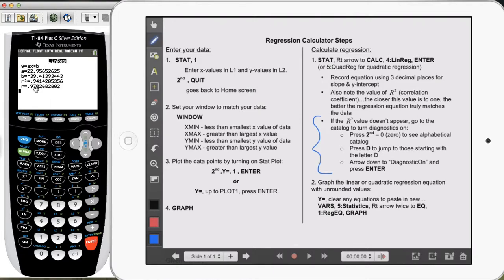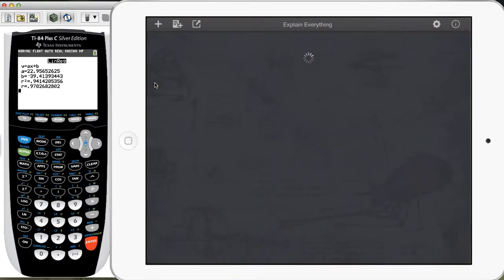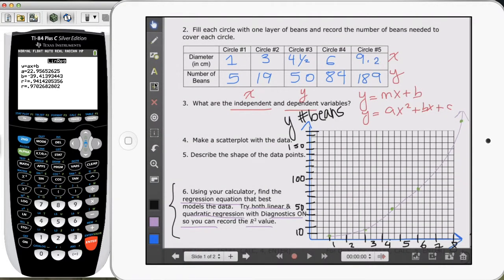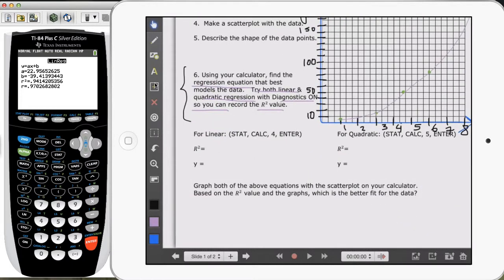Now, as you can see, before, I used to only be able to see the equation in A and B. Now I see something called R squared and R. And the reason why I see R squared now is because I turned the diagnostic on. So why is R squared important? We're going to see that in a minute, okay? So let's go to our notes and let's record the data that we got.